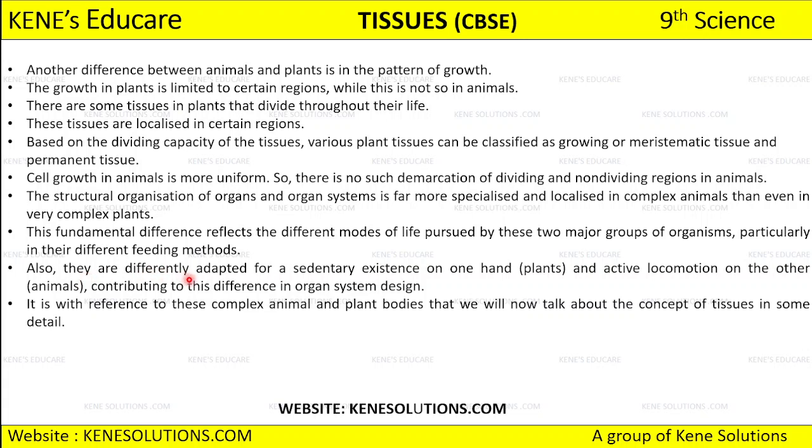So also they are differently adapted for a sedentary existence on one hand. Now when you see plants and animals, plants have a sedentary existence, they stay at one place, and that is what we call a sedentary existence. But in the case of animals, they show active locomotion, which contributes to this difference in the organ system design as well, right? Because animals have active locomotion, they keep going from here to there in search of food, mate and shelter, so they are moving from one place to another, and this is also one of the differences that exists between plants and animals.